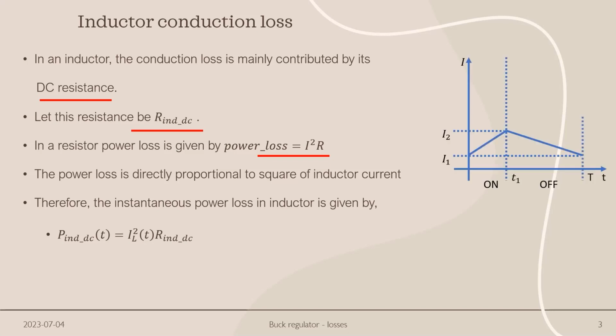The figure shows the inductor current waveform. Here, we can safely say that power loss due to the DC resistance in the inductor is directly proportional to the square of the inductor current. That means I1 and I2 are squared as shown here. Thus, we can say that power loss of the inductor is P inductor DC of t, that is equal to I square L of t into R inductor DC.